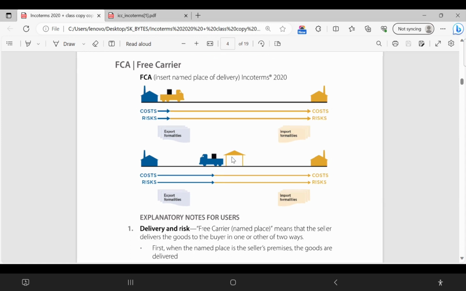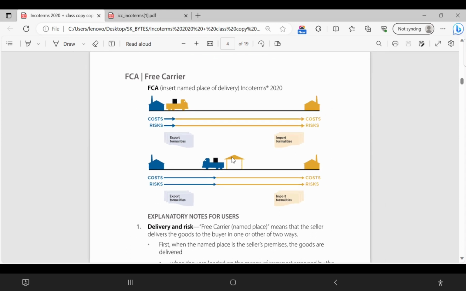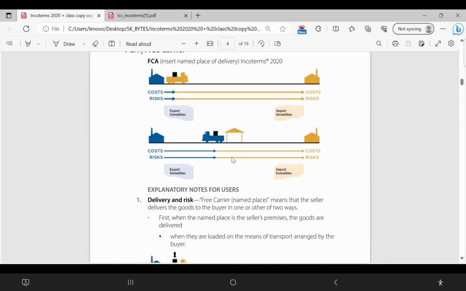That is about free carrier. In Incoterms, goods are only made available for the collecting vehicle. Here, either they can load it or the buyer arranges to take the goods until the second place. They don't have to unload. Export formalities are on the exporter and import formalities on the importer. I hope you are following the difference between EXW and FCA.